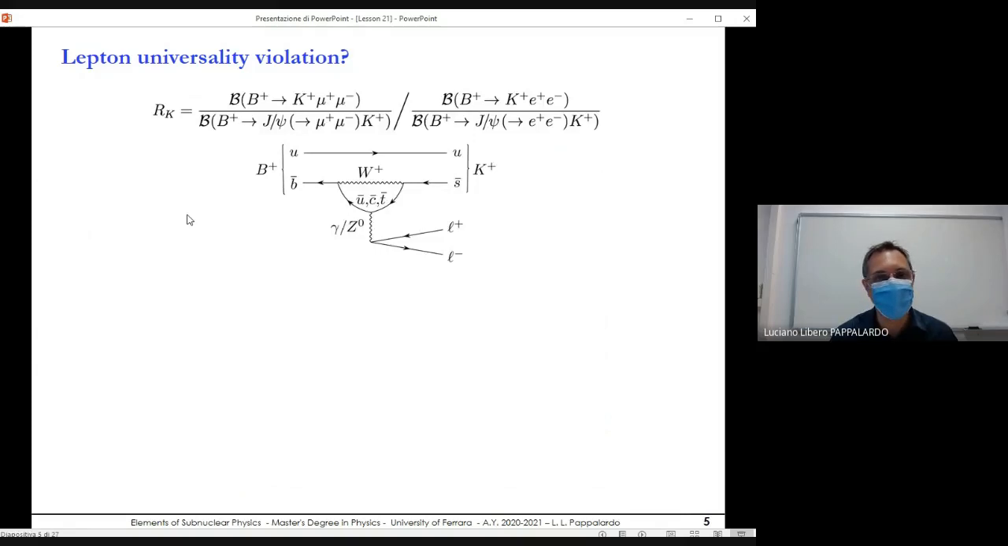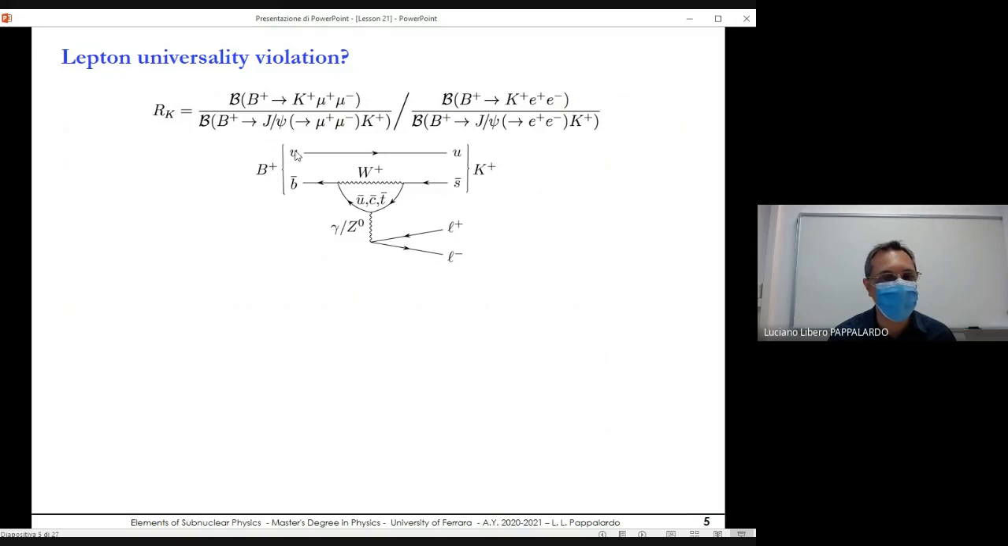So what did they measure in this paper? They measured the so-called RK factor, which is essentially the ratio of the branching ratio of the B meson into K plus mu mu, divided by the branching ratio of the B meson into K plus electron positron. Then the two are normalized with some normalization channel. But the essential point is the ratio of the two numerators. And you can also see here the process.